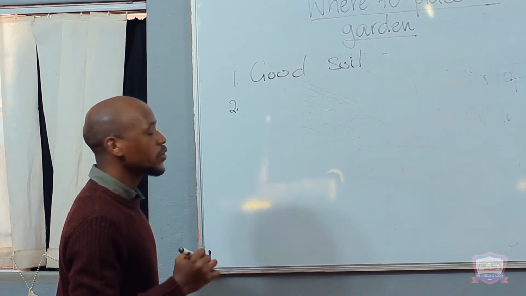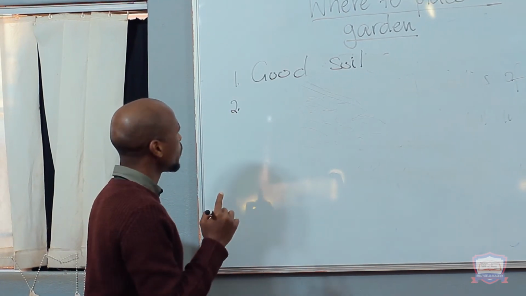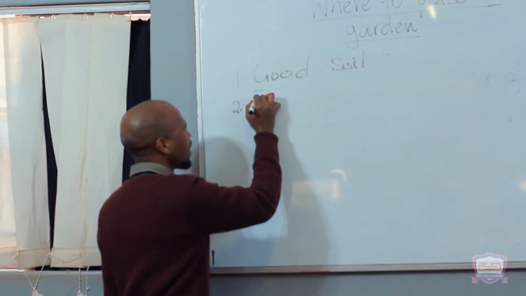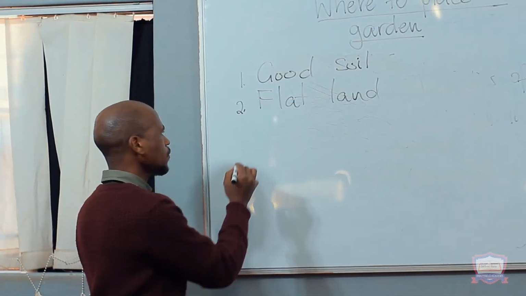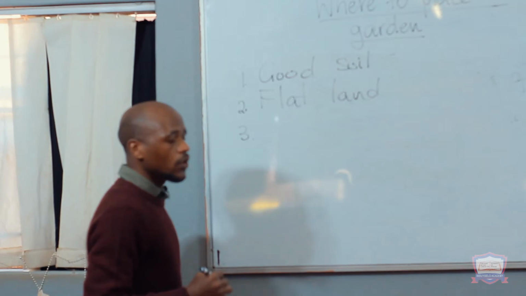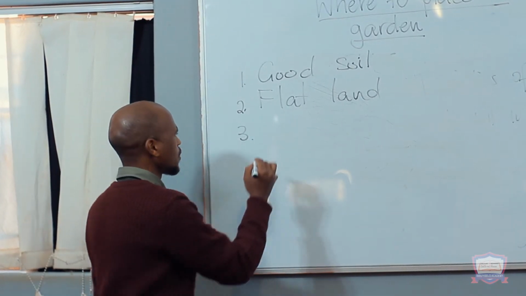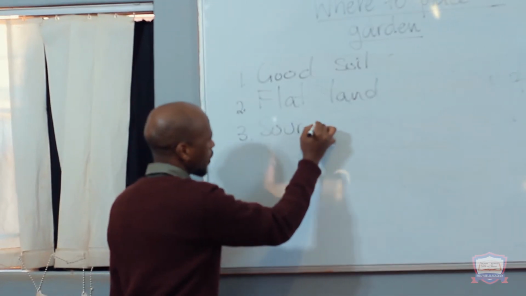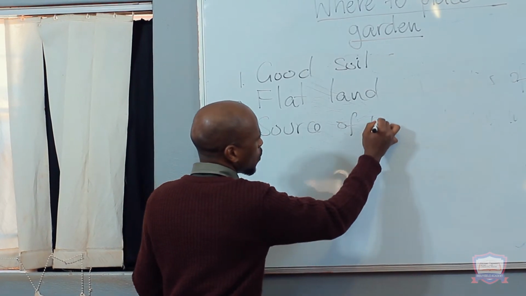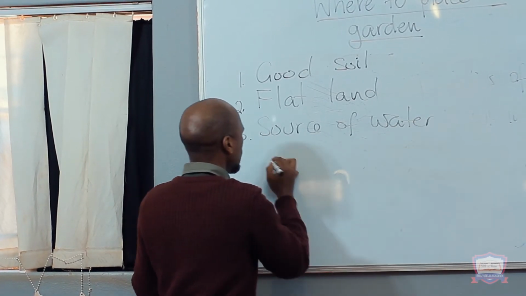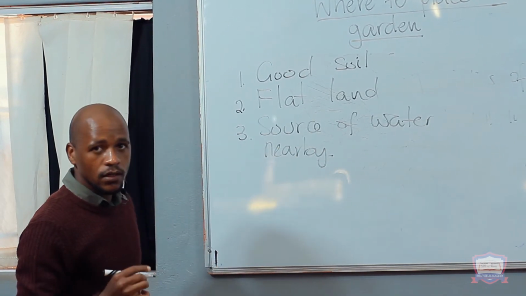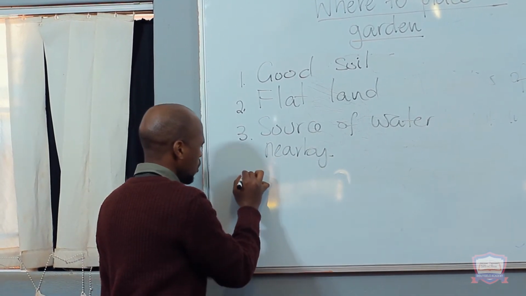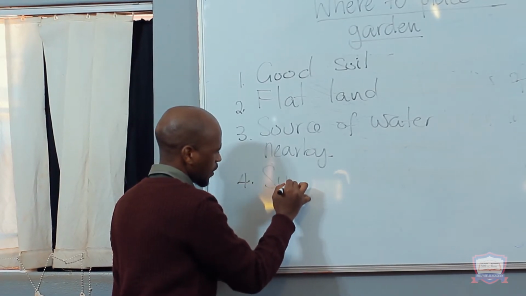Two, we need to make sure that it is on a flat land. I will elaborate on these factors. Three, we need to make sure that there is a source of water nearby. And then we should consider enough sunlight.